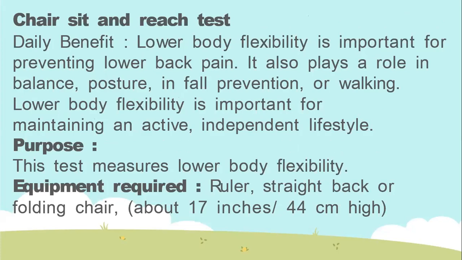Next is the chair sit and reach test. Okay. Basically, the benefit of this is lower body flexibility, which is very important for preventing lower back pain. It also plays a role in balance, posture, fall prevention, and walking. Lower body flexibility is very important for maintaining an active, independent lifestyle. The purpose is to measure lower body flexibility, and the equipment required is a ruler and a straight back or folding chair about 17 inches or 44 centimeters high.